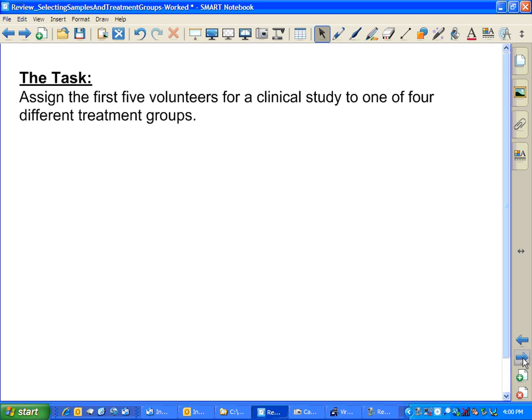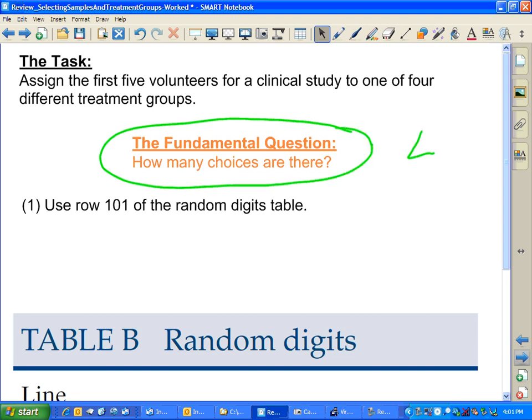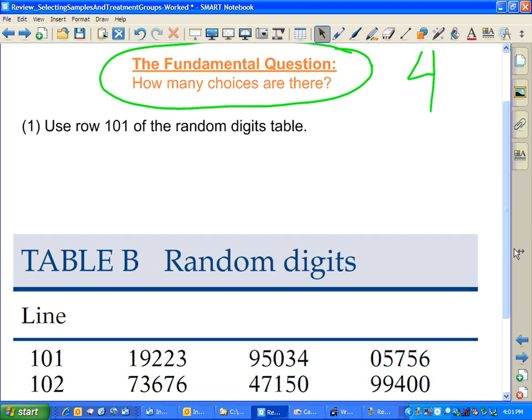And so the task here: assign the first 5 volunteers to a clinical study to one of 4 different treatment groups. And again, the fundamental number 1 question: how many choices are there? In this case, how many choices are there for a treatment group? The answer is 4. So if you've got 4 choices, we have to do this with 4 choices. One way to do it with the random digits table would just be look for numbers 1, 2, 3, 4. That might take a little while.